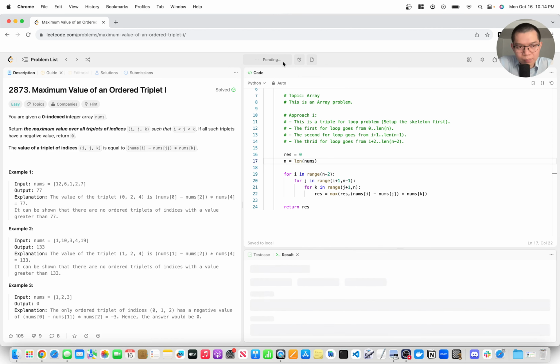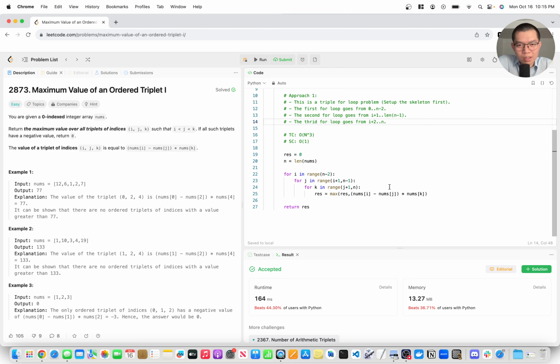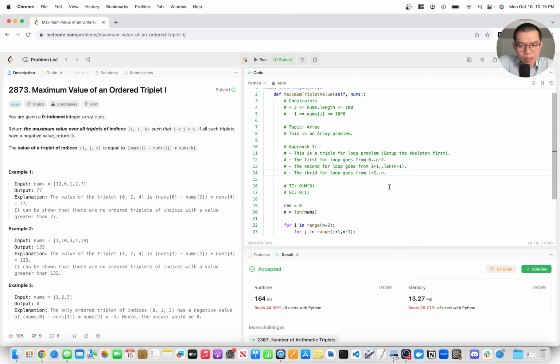Okay, and this is of course a time complexity of O(n^3), three for loops, and the space complexity is O(1). And I'm going to fix this. So length of n, it goes from 0 to n minus 2, n minus 1, and then n. Okay, so that's the answer. And so I'll see you at the next one.